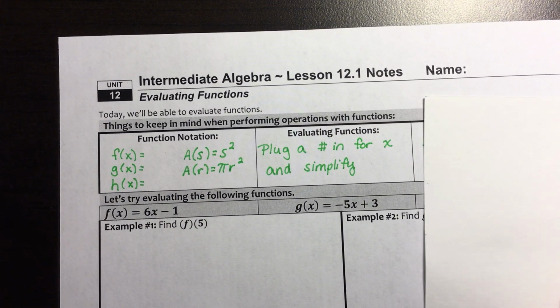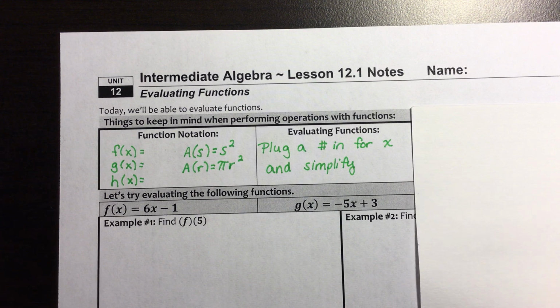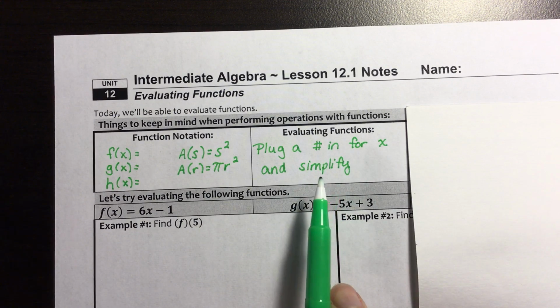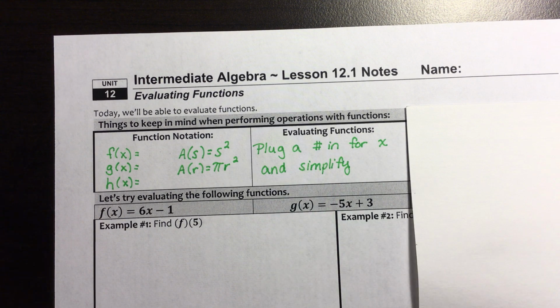So what does evaluating a function mean? It means plug a number in for x and simplify. You're going to use PEMDAS, order of operations, in order to simplify that right-hand side of your function once you get that number plugged in. As you plug the number in, especially if it's a negative number, you probably want to put parentheses around the number just so it doesn't look like you're subtracting. It looks like you're multiplying.